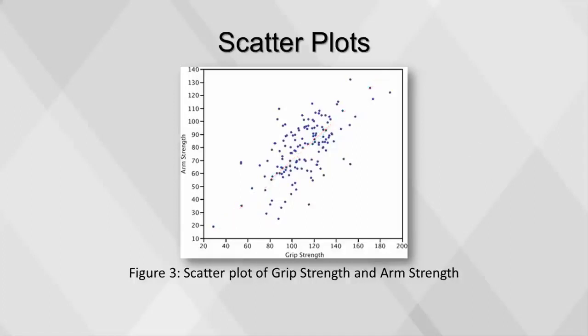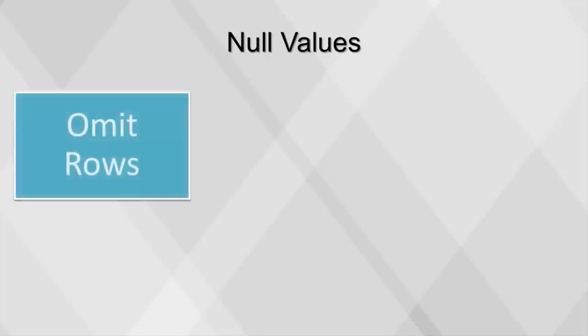A common problem when working with real-world data is the presence of missing or null values within a dataset. There are 3 strategies to deal with the issue. The first one is to omit the rows. If the variable is very important to the analysis and there are not many observations with missing values, it can be acceptable to filter or delete those rows.